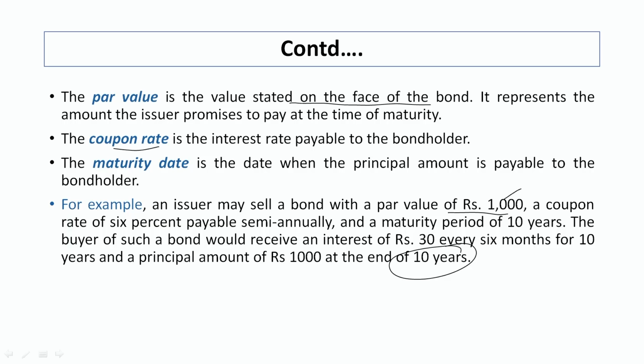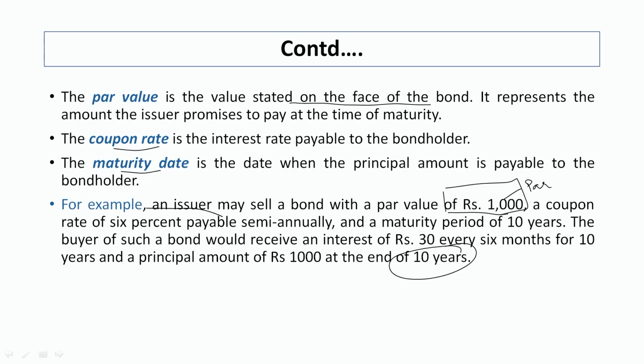What is the coupon rate? Coupon rate is the interest payable on the bond amount. The maturity date is mentioned, it is the number of years for which the bond has been issued in the public. So, in this example, if we consider an issuer may sell a bond at a par value of 1000 rupees, it has to be mentioned, this is the par value.